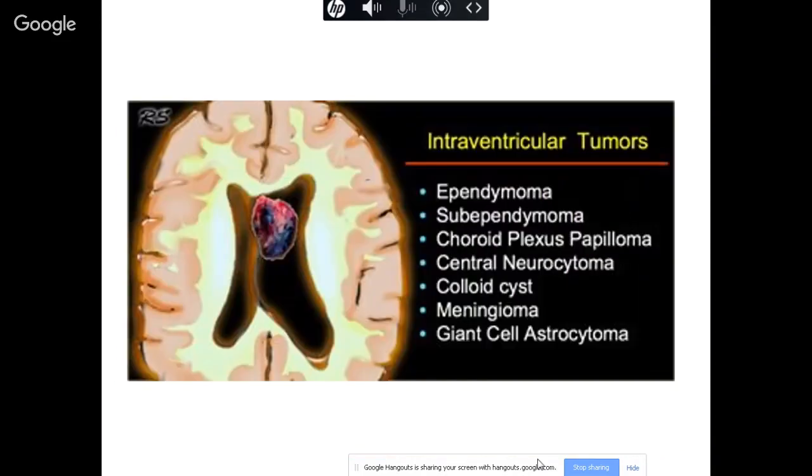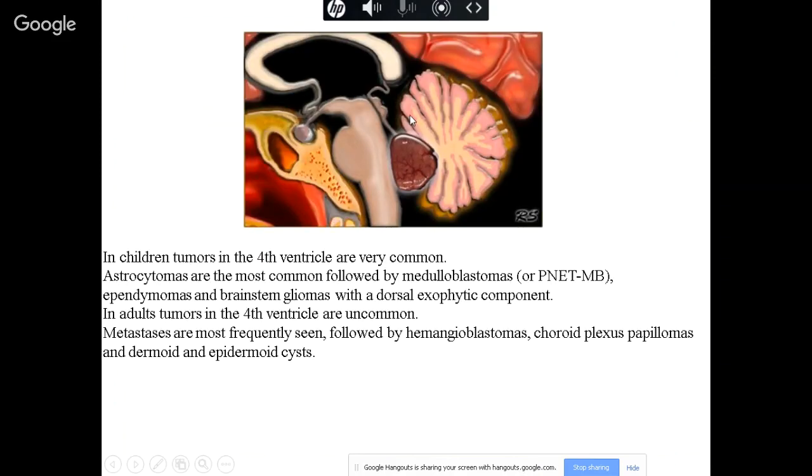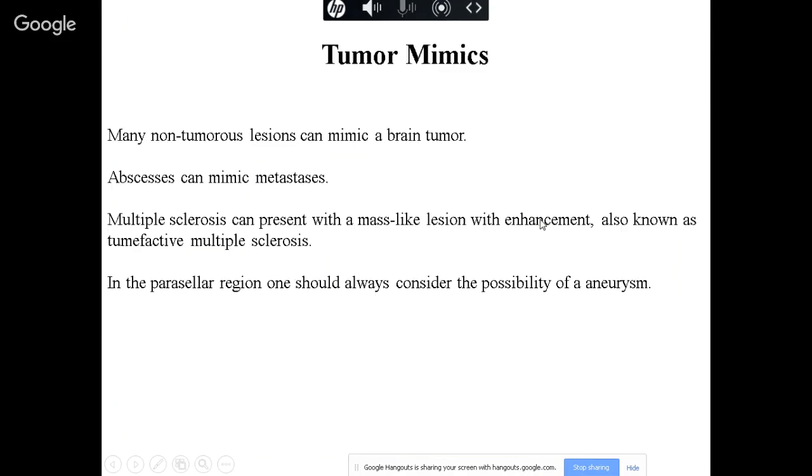This is the list of the tumors there, and intraventricular. This is the list of the tumors. I can give a separate talk on intraventricular tumors, on how to make a differential there. And this is the fourth ventricle, what kind of tumors we commonly see.